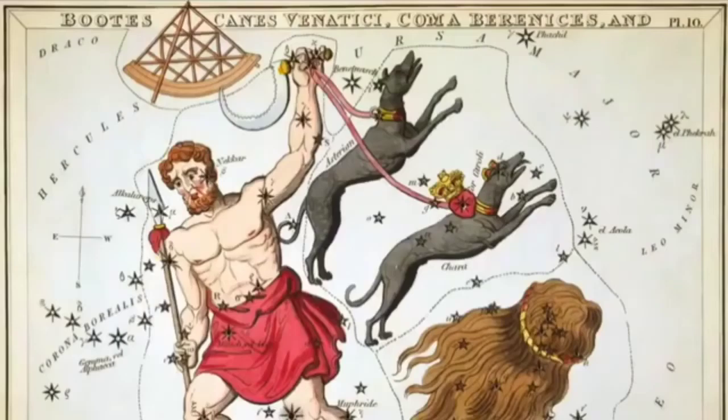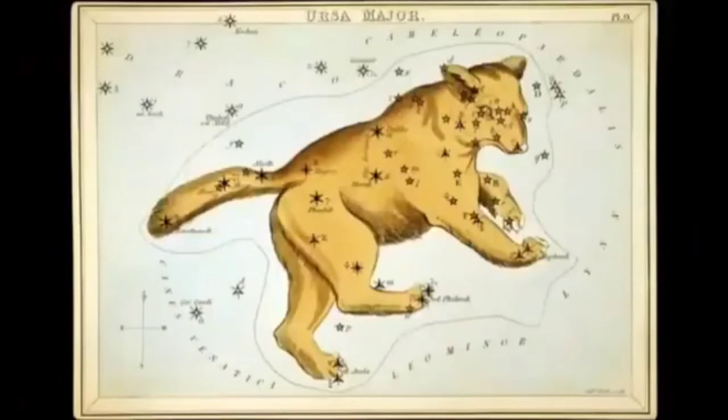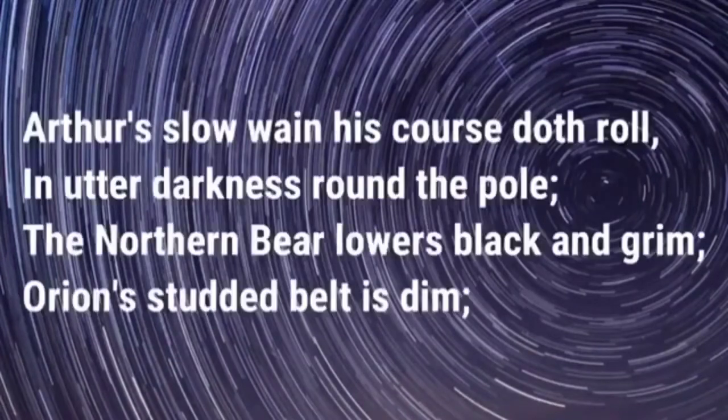Through Celtic mythology, King Arthur became associated with the North constellation, the Great Bear, otherwise known as Ursa Major. By Sir Walter Scott's day, King Arthur had become firmly associated with the Pole Star, or Polaris. In his 1805 work, Lay of the Last Minstrel, he states, "Arthur's slow wain his course doth roll, in utter darkness round the pole. The northern bear lowers black and grim, Orion's studded belt is dim." The symbolism speaks louder than the corrupted history.